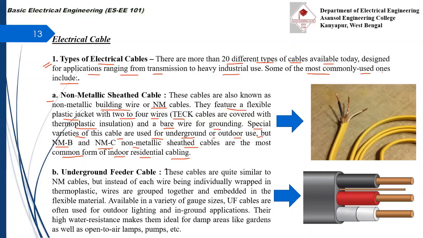Okay. Next is number B, that means second type, underground feeder cable. These cables are quite similar to NM cables, but instead of each wire being individually wrapped in thermoplastic, wires are grouped together and embedded in the flexible material. Available in a variety of gauge sizes. You can see its connection type, underground feeder cable.